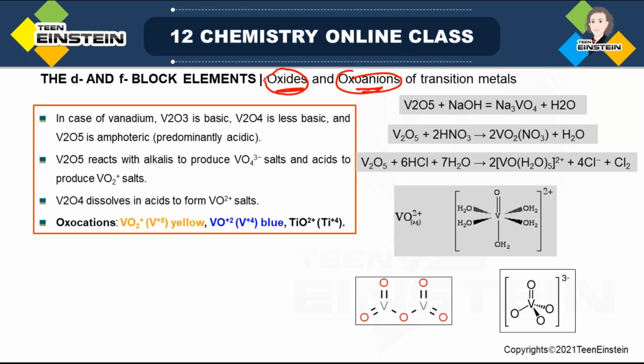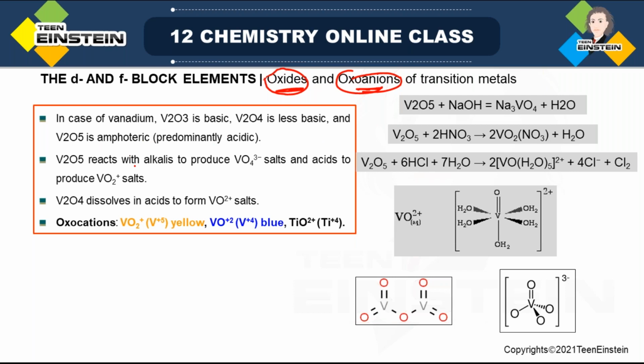So three different things can happen. One is oxide, which is neutral. Oxoanion, this is carrying negative charge, that is why we are saying anion. And third possibility, oxocation, which is carrying positive charge.